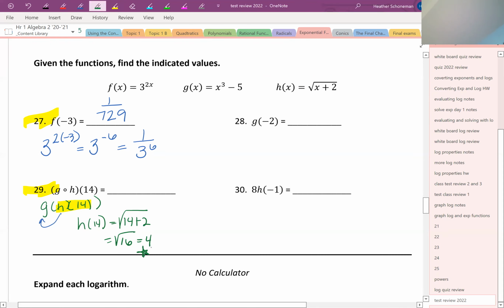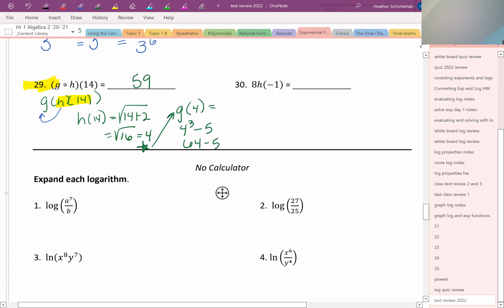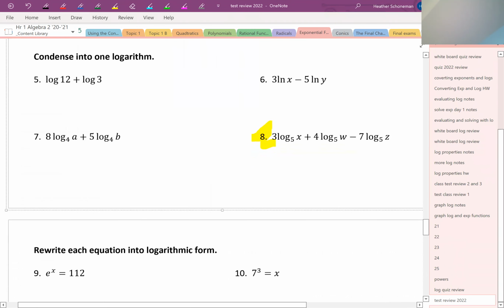Now I'm going to use this answer to plug into g. So g of 4 would be 4 cubed minus 5. So that's 64 minus 5, which would be 59. Okay. Moving on down.